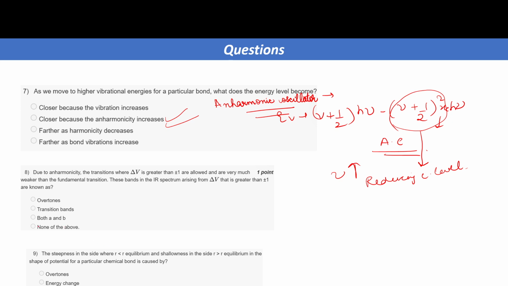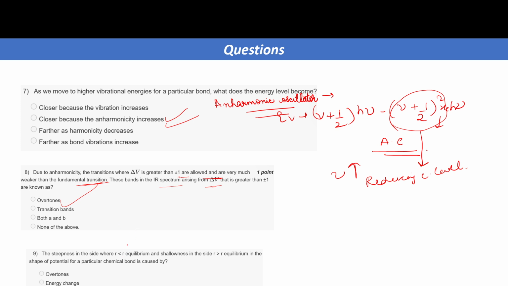Next, due to anharmonicity, the transitions where delta v is greater than plus minus 1 are allowed and very much weaker than the fundamental transition. These bands in the higher region, which arise from delta v greater than plus minus 1, are known as overtones.